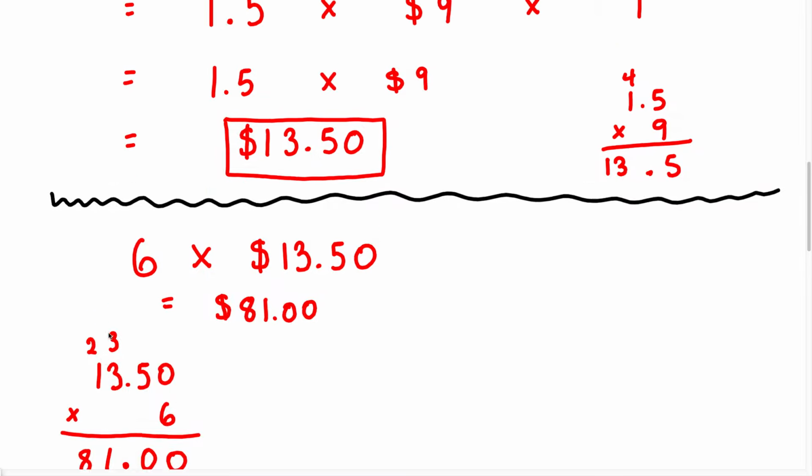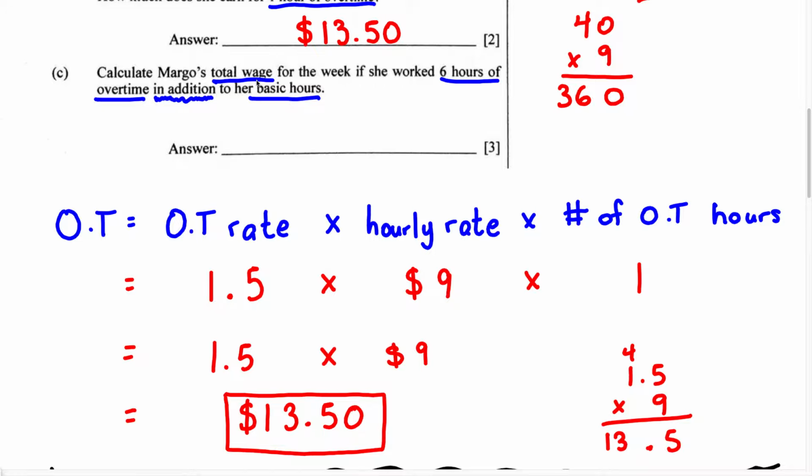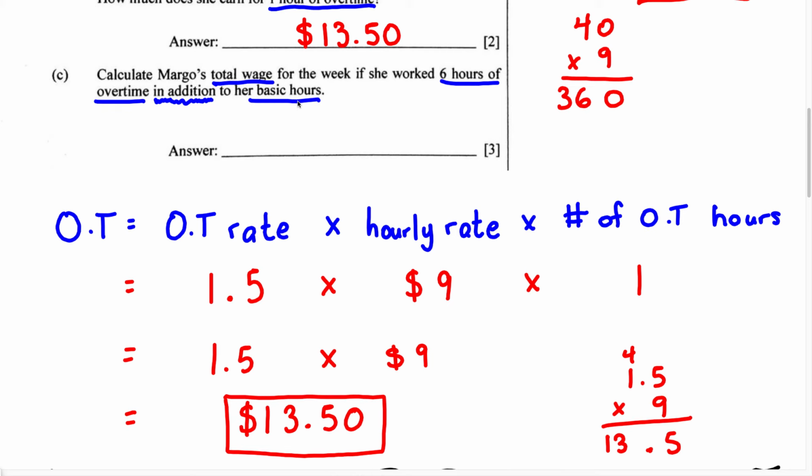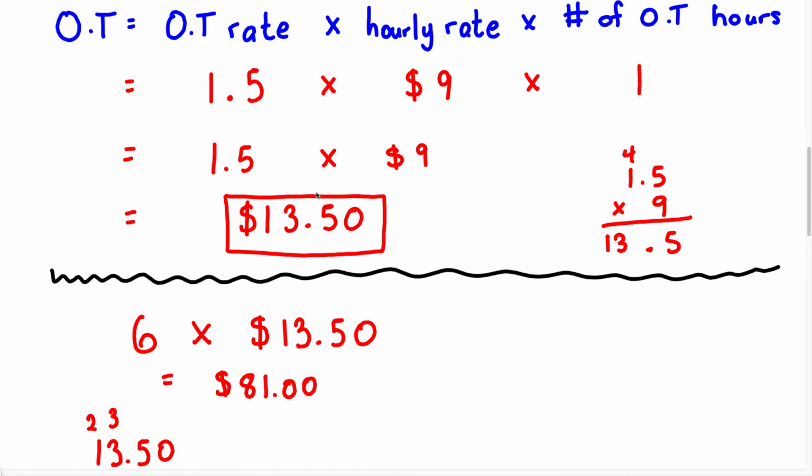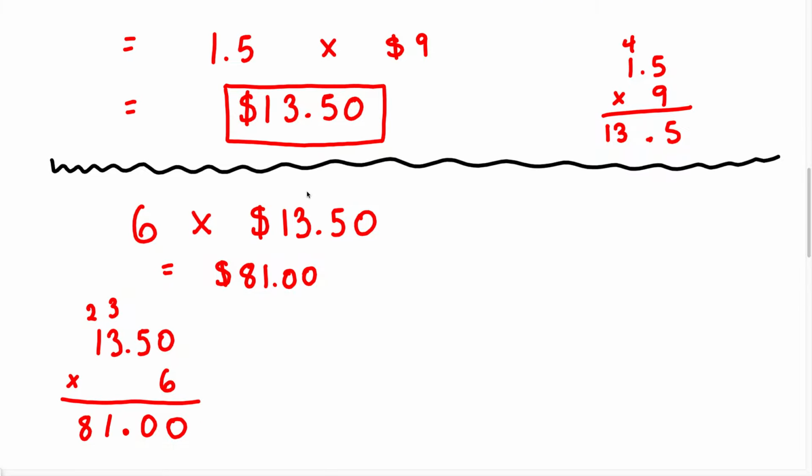Now we aren't done just yet. So they want us to find out the total wage for the week if she worked 6 hours of overtime in addition to her basic hours. Well, we found out her basic pay for that week in part A, and that was $360. So all we're going to do is add how much she earns when she worked 6 hours of overtime plus $360. So we can set this problem up to look like this. We can say total equals overtime plus basic pay.